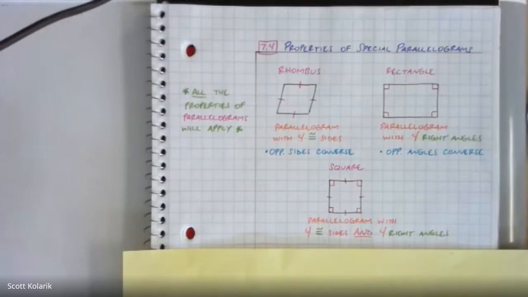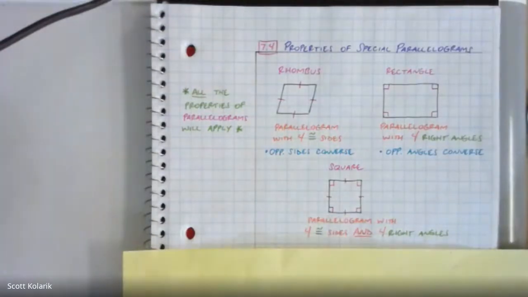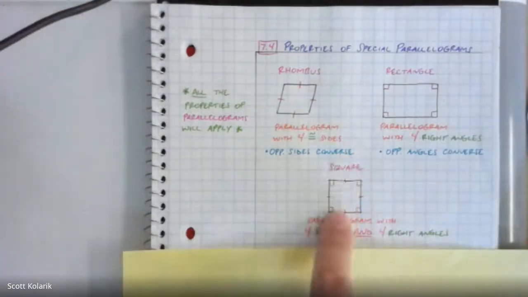Namely, opposite sides are congruent, opposite angles are congruent. We see that because 90 and 90 are congruent to each other. And then diagonals will bisect one another. Consecutive angles will be supplementary: the 90 plus 90 will make 180 degrees. So you see all the same stuff still applying, but this is also a rhombus.